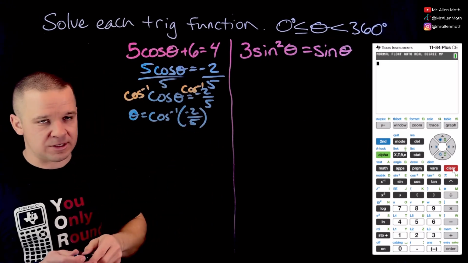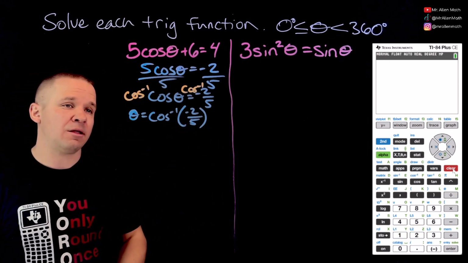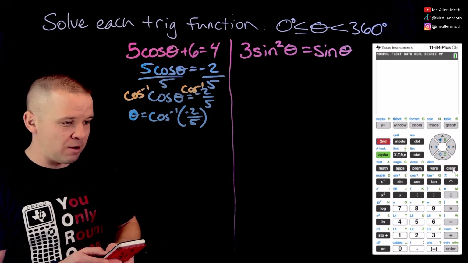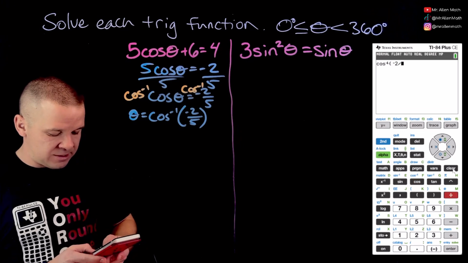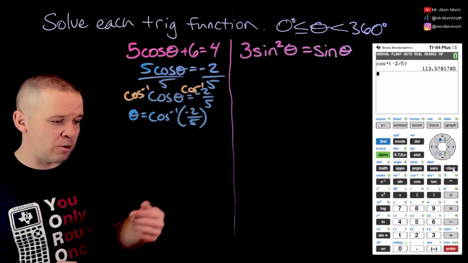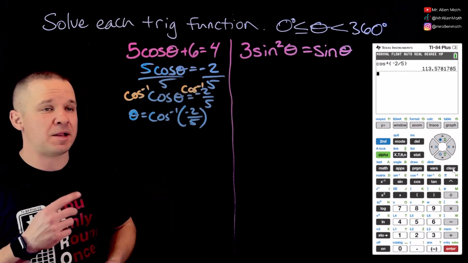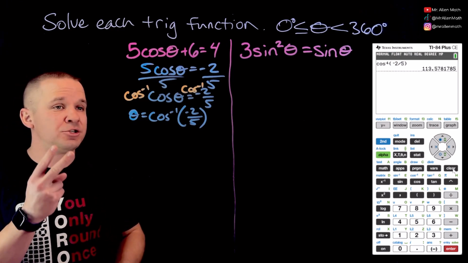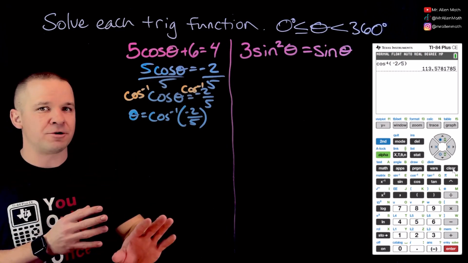But when I solve this in my calculator, I don't like to do cosine inverse of negative 2/5. Here's what I get when I do that. If I do negative 2/5, it's going to tell me 113.58. That is one of my correct answers here. But I got to get my second correct answer because it's going to exist in 2 quadrants. Let's think about the quadrants that it's in.